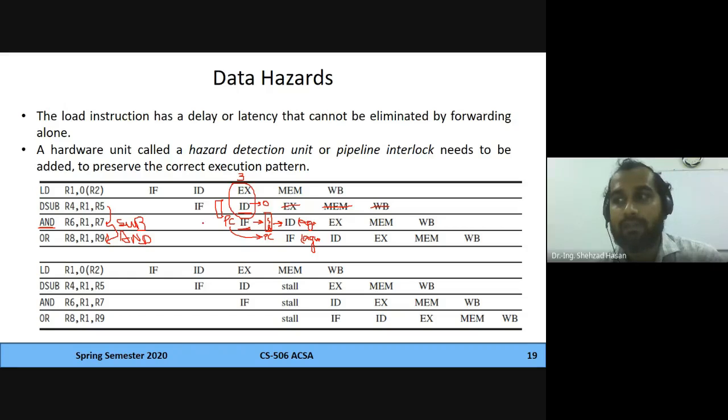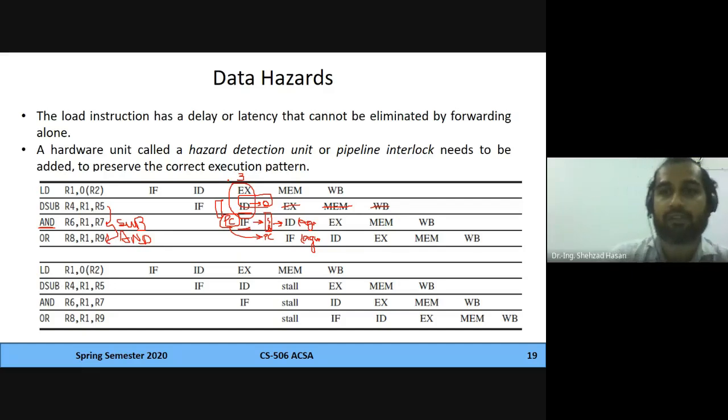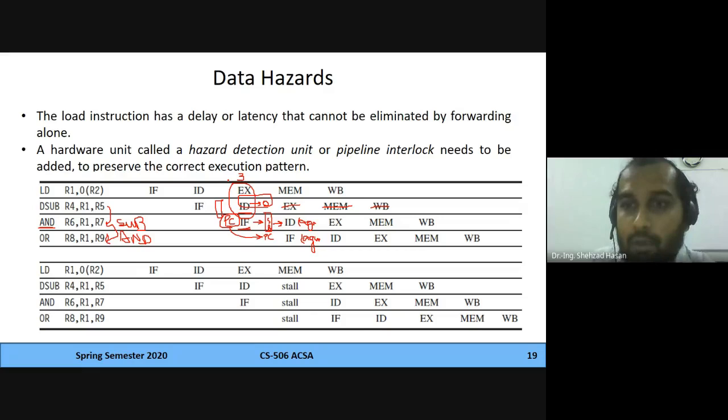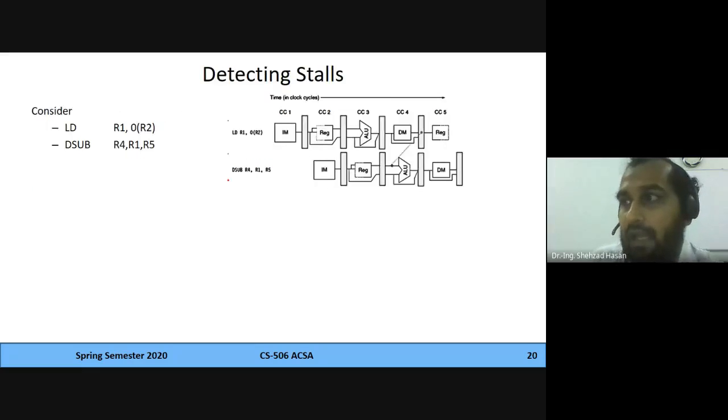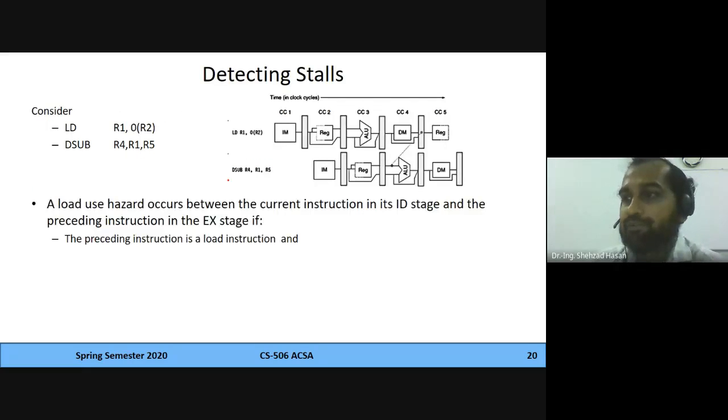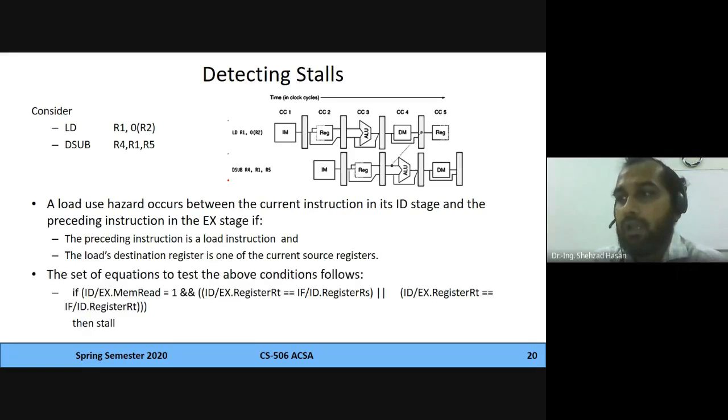We do three things. We freeze the IF/ID pipeline register, we freeze the program counter value, and we give 0 control signals in that particular cycle. Now, if we do these three things, then automatically there is a difference of one instruction in between the load and its use. Now, all of this is described over here. These are the conditions that need to be detected.